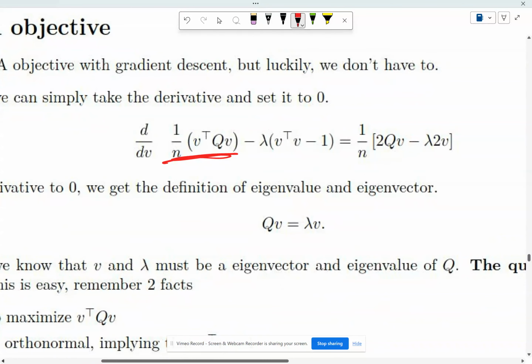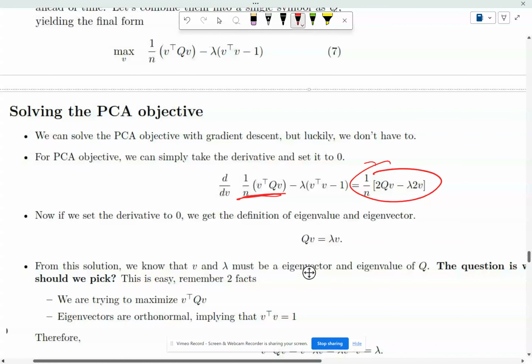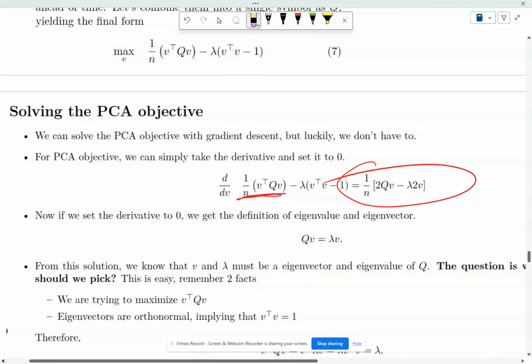The derivative of this is just 2Qv, and the derivative of this, right? This v is equivalent to v transpose identity v. Therefore, it's 2 identity v. And that's how I got this. Okay, right here. Now, we just set this to 0. If we set this to 0, the 2 cancels out, and we have Qv equals lambda v.